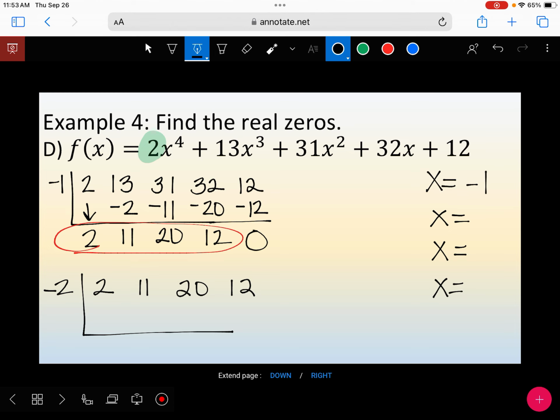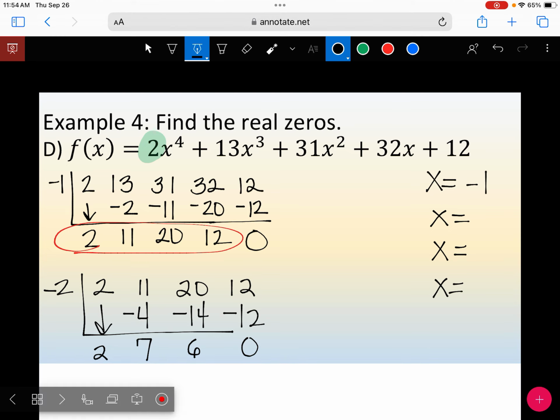So I'm going to bring down the 2. So I have -2 times 2, which is -4. Add, I get 7. 7 times -2 is -14. When you add, you get 6. 6 times -2 is -12. All right, so now we have our quadratic. So I got 2 of my answers.